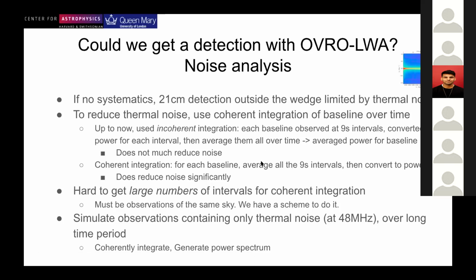For coherent integration, we want to average all the 9-second intervals first, then convert to power, which will give us much better noise reduction. However, it's hard to get large numbers of these intervals for coherent integration because they have to line up and be observations of the same sky. But we have a method to do it.